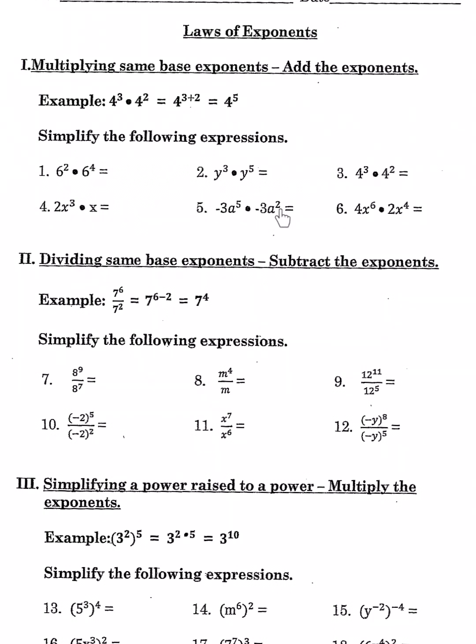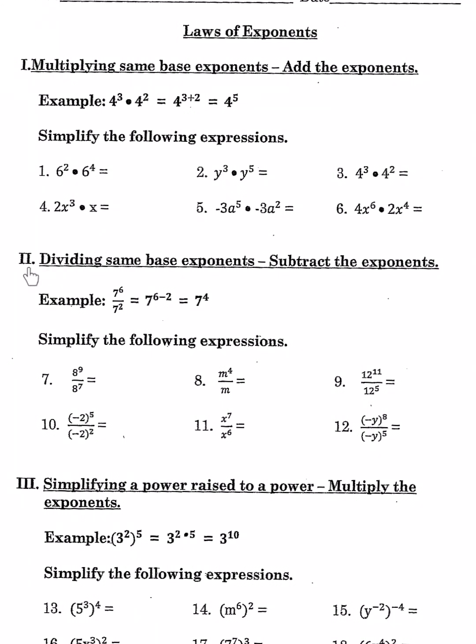Now, if we have ones like number 5, you want to take your big numbers, which are the -3 times the -3, multiply them together, and then take your a's and add your exponents, remember. Okay, like number 4 also. There's 1, 2, so there should be a 2 in your answer. And then add your exponents of the x's.